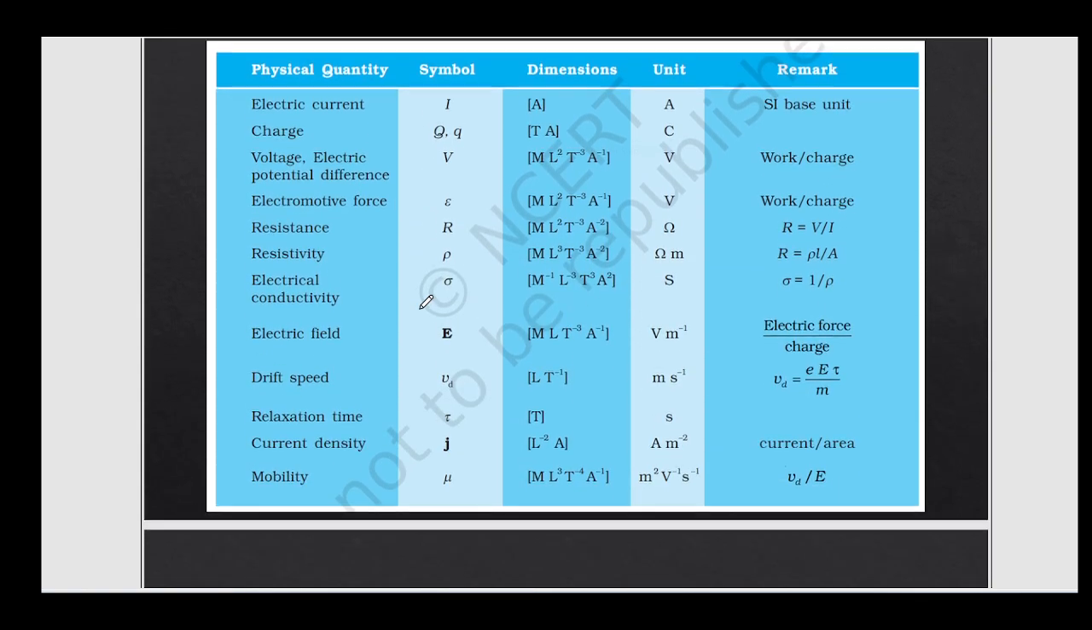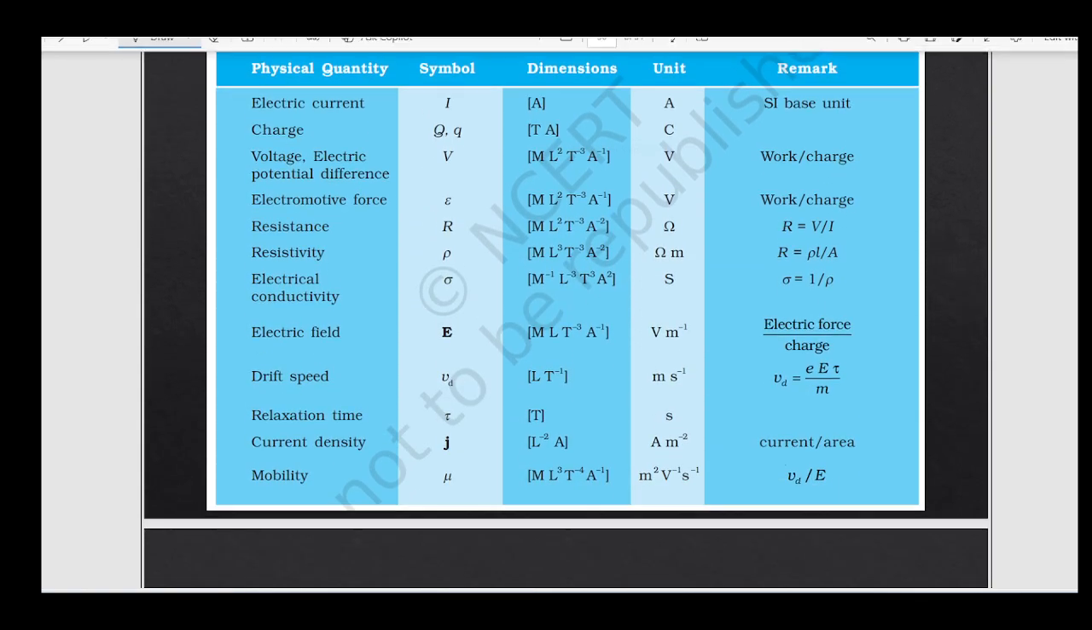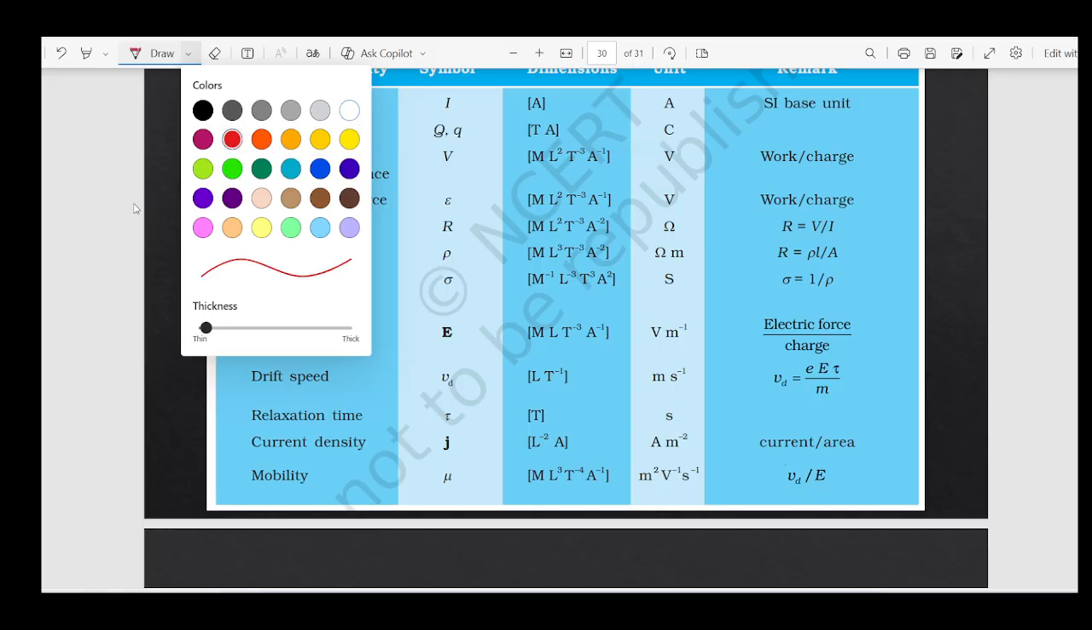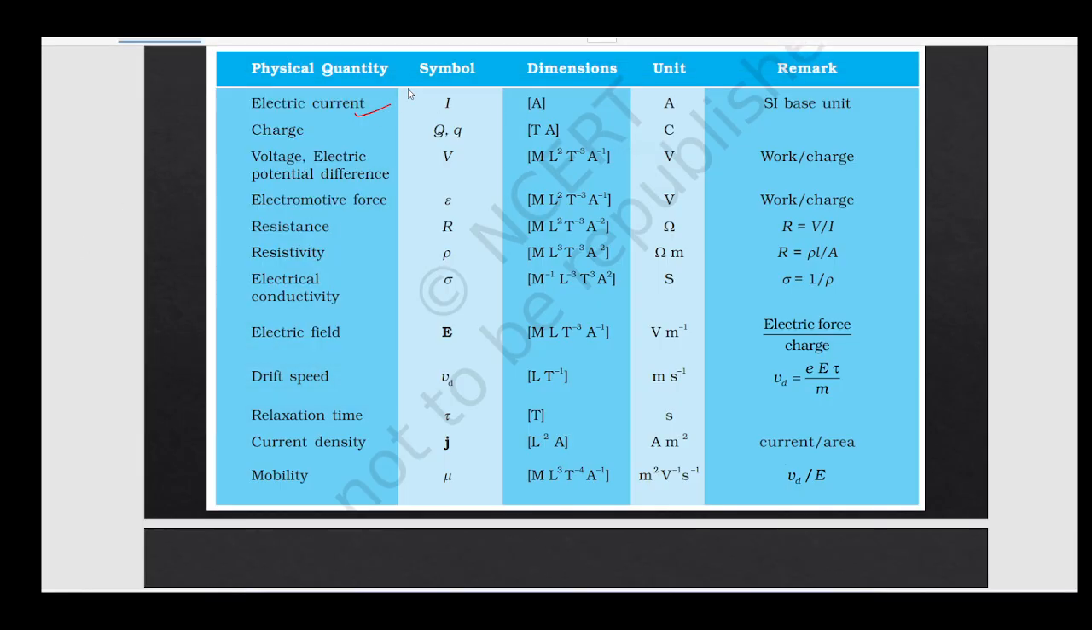And then we have this chart in the NCERT textbook, from where I have copied this. We have electric current whose symbol is I, dimension formula is A, unit is ampere, and it's a base unit. Then we have charge that is given by I into T, because current is ampere and time is T, so it is going to be T into A.